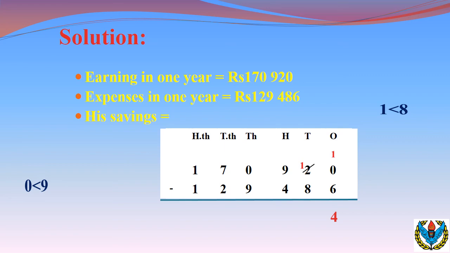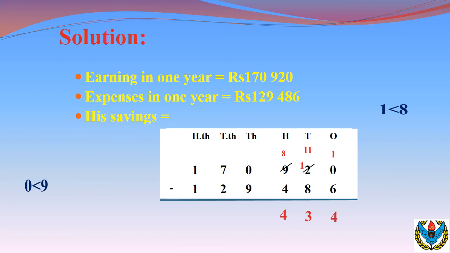Now we move to the tens column. The digits are 1 and 8. 1 is less than 8, so we cannot subtract 8 from 1. And for this, we will borrow from the hundreds column. Now the digit 9 becomes 8, and the digit 1 in tens column becomes 11. 11 minus 8 is equal to 3, which will be written in tens column. Next we move to the hundreds column. The digits are 8 and 4. 8 minus 4 is equal to 4, which will be written in hundreds column.